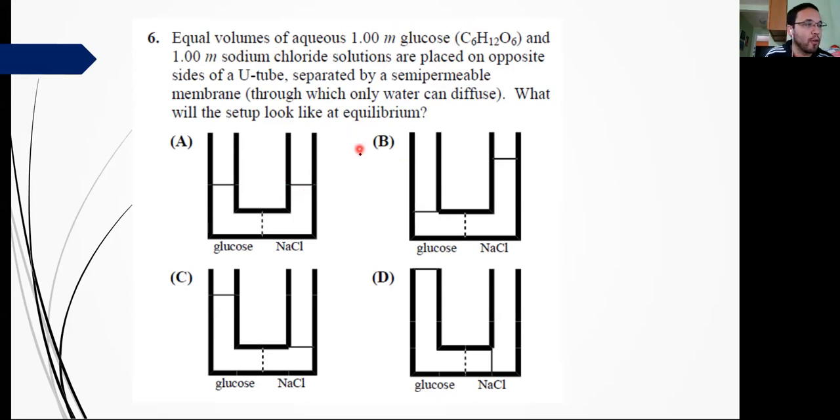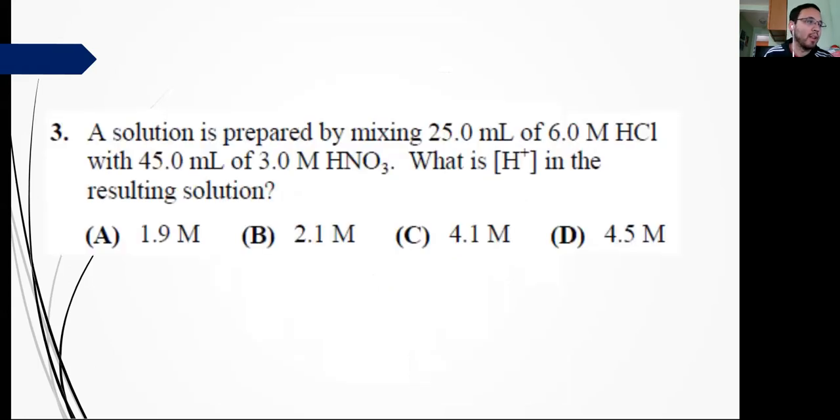And so that's why we're looking for B here as our answer, because we're going to get twice as many ions in that sodium chloride, so the water is going to flow towards our sodium chloride. And so we're going to get that side to be taller. It's going to increase its volume. And here's our next one.